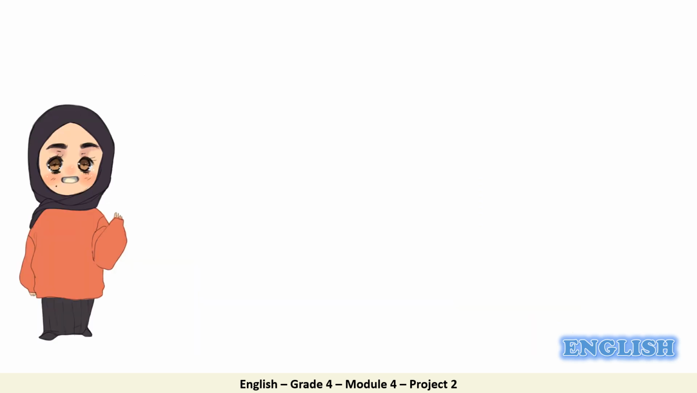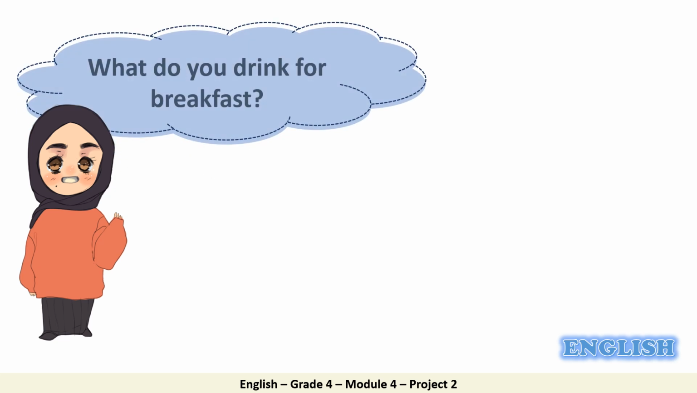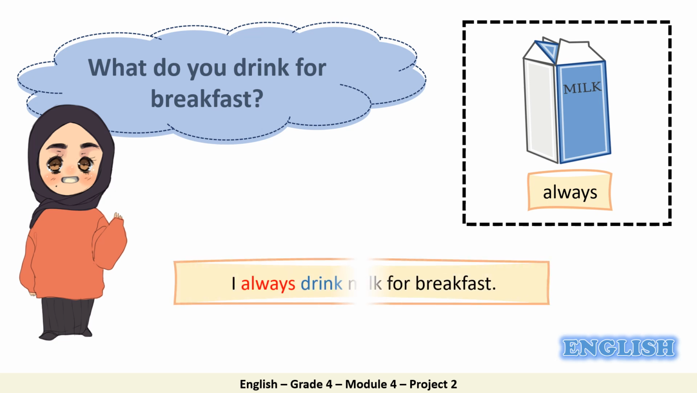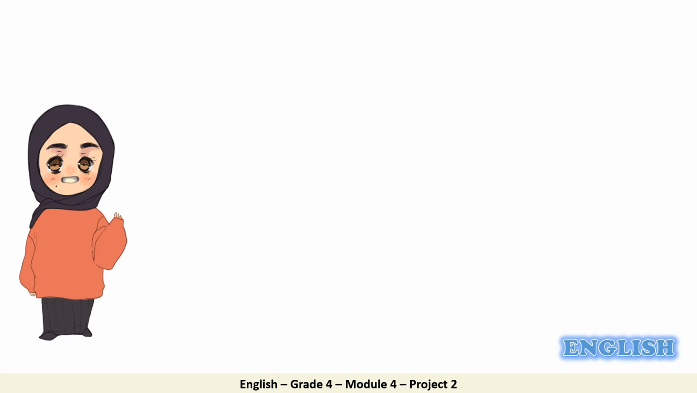Now read the question with me. What do you drink for breakfast? Look at the picture. We have milk and always. Remember, you are talking about yourself, so you would start with, read the sentence with me. I always drink milk for breakfast. Great job. Let's continue.